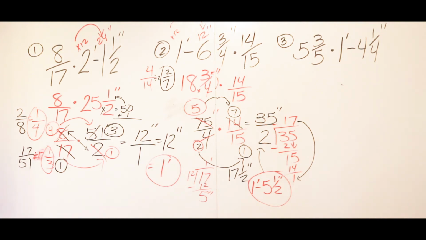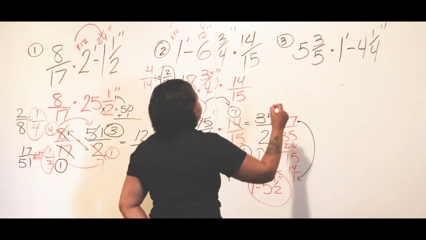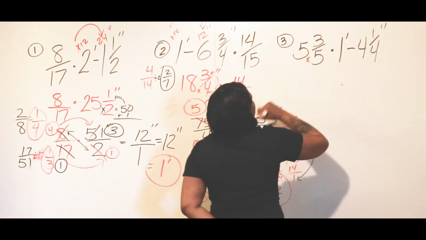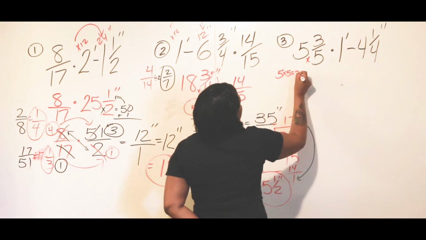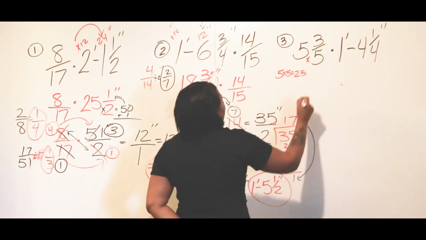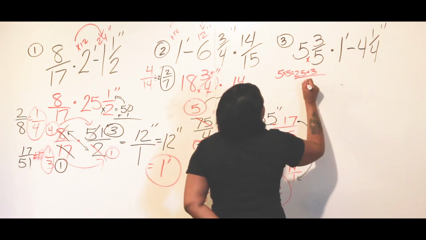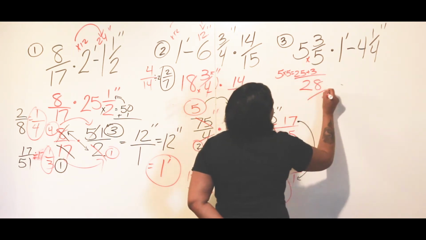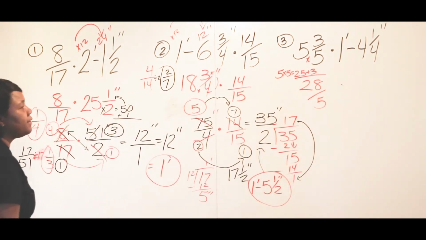We have to turn them to improper fractions. How do we turn a mixed number to an improper fraction? Take the whole number, multiply by the denominator. So that's 5 times 5, gives us 25, plus that 3. Add the numerator, that gives us 28. Denominator stays the same. So now we get 28/5 out of that mixed number.